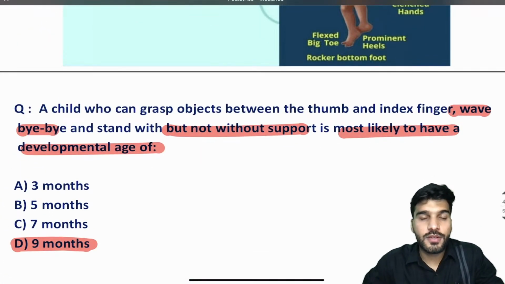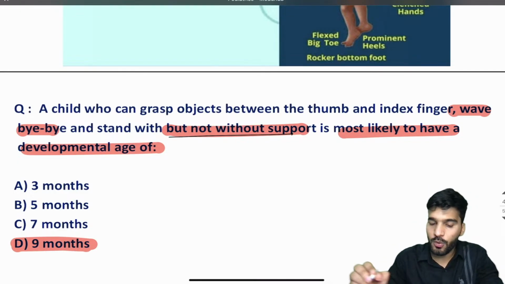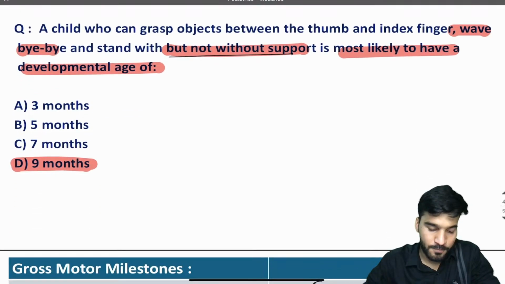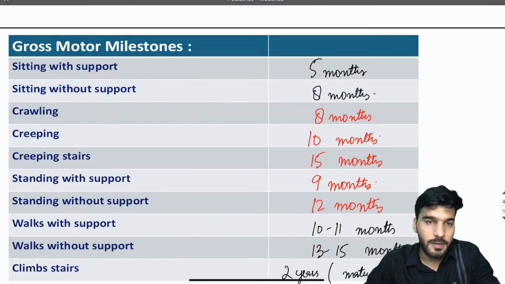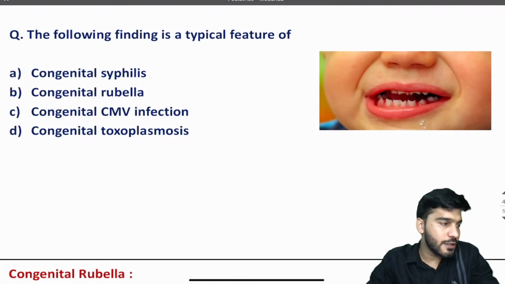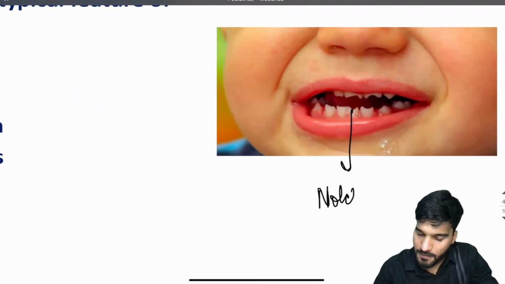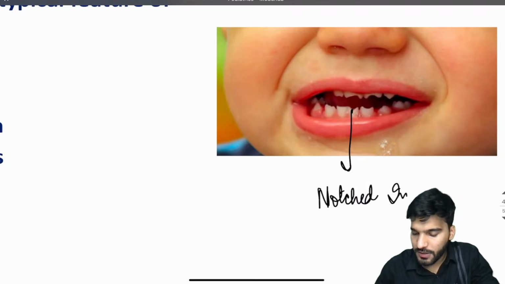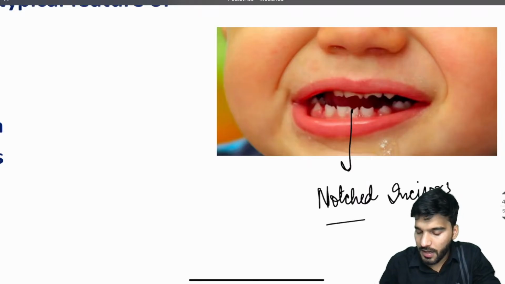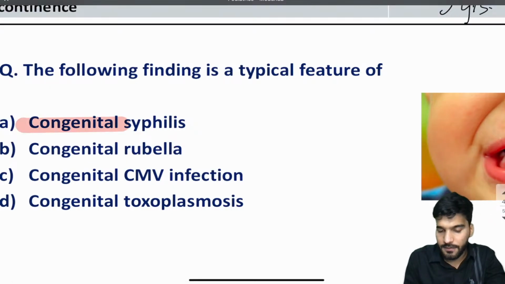Clear? So the question mentioned a child who can grasp objects between the thumb and index finger, waves bye-bye, and stands with but not without support; it is most likely to have an age of 9 months. Next, the following finding is a typical feature of which condition? Notched incisors. It's going to be congenital syphilis.